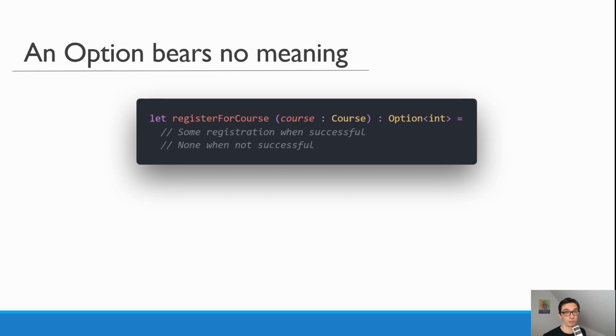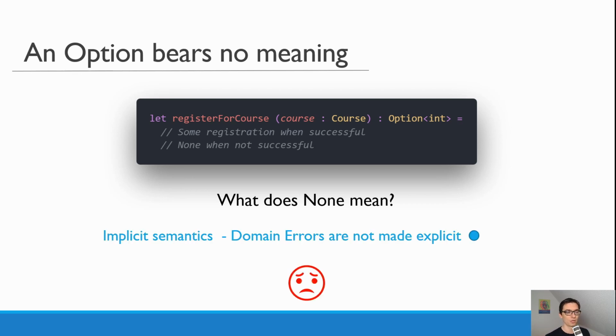Maybe we can return a string in the error case, but with the option type, we don't have any information at all. We only have none. We have no clue what none means in our case. So this is, again, very implicit semantics. We have things like domain errors, which are not exceptions, but are expected because they happen in the domain. It's some kind of error in my domain, and I don't really know about them. So this is really bad.